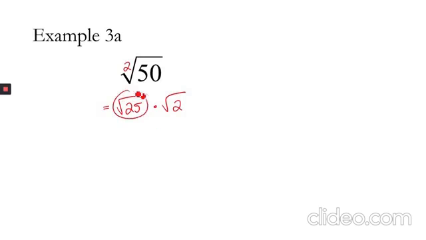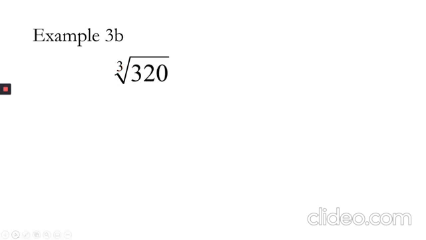Now 25 is my good number, so when I take the square root of 25, this is what we have to be really careful with. There are kind of like these magical doors that the square root of 25 goes out, and through those magical doors it becomes 5 on the outside. Now 2 is not a perfect square, and so that's why that number is going to stay inside.